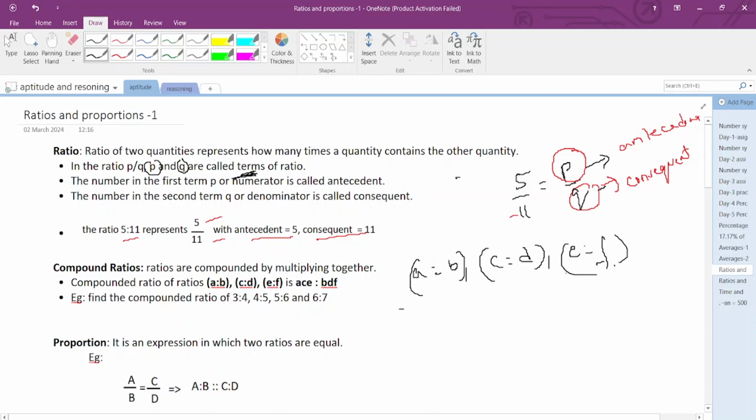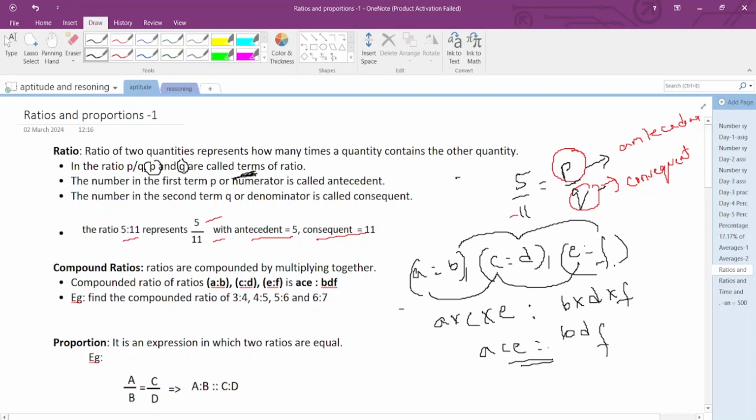So compounding happens after we multiply all of these together. Take all the first terms: A into C into E, is to B into D into F, the second terms. So this is the ratio, which means ACE is to BDF. This is called the compound ratio. Okay, hope it's clear. Let's take one example here.